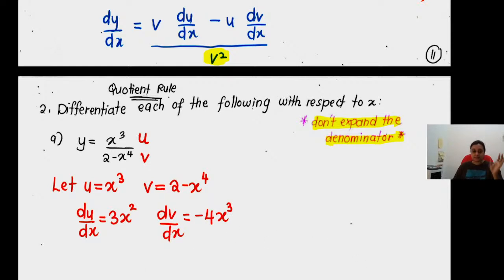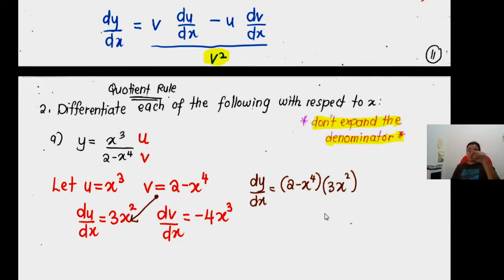Okay, once you are done with this, just now if you remember the product rule, teacher did the cross starting from the u, right? But for the quotient rule, you start from the v. From the v, you go down. Okay, so that means it's going to be like this. Start with the v, 2 minus x to the power of 4. Then copy the du/dx, which is 3x squared. Product just now was plus. Quotient is minus. Always remember, it's always like that. Product means darab, it's always tambah. Quotient, bahagi, it's always tolak.